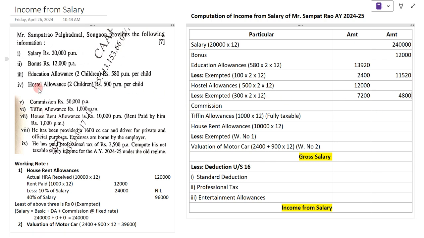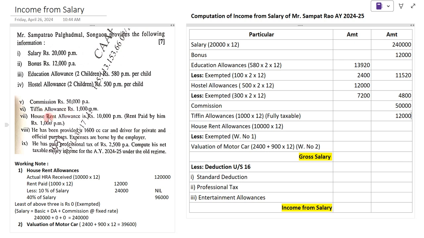Okay. Now after this is commission. Commission is given rupees 50,000 per annum. So in front of commission write 50,000. After commission, next point is tiffin allowances. Tiffin allowances is given rupees 1,000 per month. Now this tiffin allowances is fully taxable. So tiffin allowances 1,000 into 12, 12,000, and this entire amount is fully taxable.